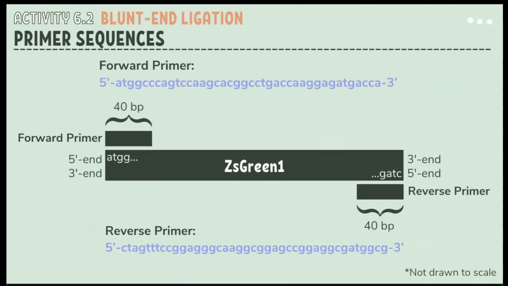To synthesize our primers, we copy the first 40 bases from the 5' end of the gene. This is our forward primer. We do the same for the other end, but this time we get the first 40 bases from the 5' end of the other strand. In terms of the first strand, this would be its reverse complement. This is our reverse primer.